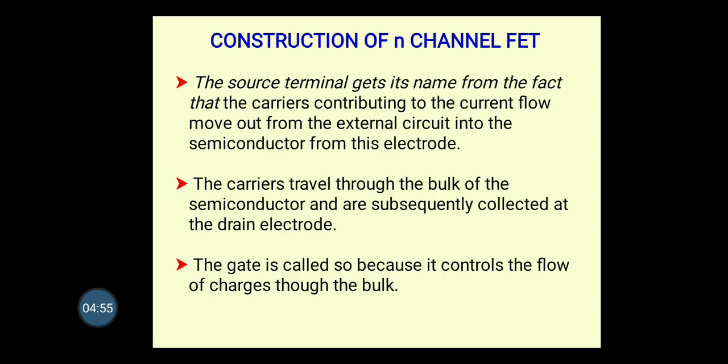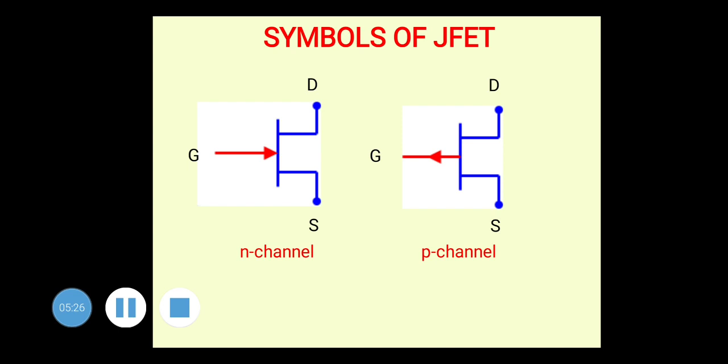The source terminal gets its name from the fact that the carriers contributing to the current move out from external circuit into the semiconductor from this electrode. So here from source only the electrons will be moving towards drain. The carriers travel through the bulk of the semiconductor and are subsequently collected at the drain electrode. The gate is so called because it controls the flow of charge through the bulk. So this is the symbol of JFET, N channel, P channel.